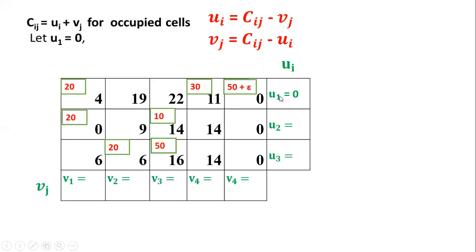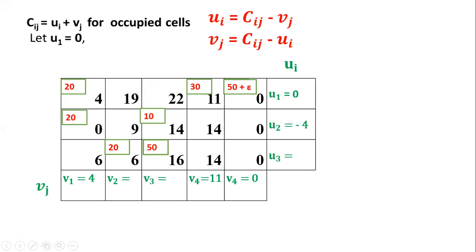So in this order, UI and VJ come out, only in the occupied cells. Most important: do not touch unoccupied cells. 4 minus 0, 4. And next allocation is at 11. So 11 minus 0, 11. Next it is at 0. 0 minus 0, 0. Just entering that. Next one, if we know one value, we will know the value in this 0. So 0 minus 4, minus 4. And next one, if you enter this, in this 14 one value is known, the other value, VJ, is not known. So 14 minus of minus 4, 18.